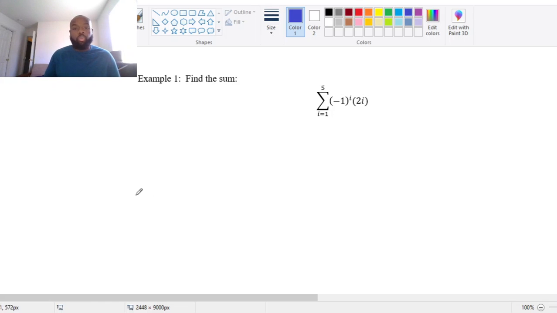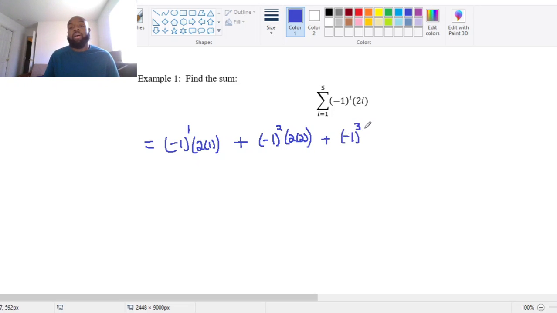We're going to start with I equals 1. So this is saying do negative 1 to the first power times 2 times 1. Plug in 1 wherever I see an I. My second term is plug in 2, so negative 1 to the second power times 2 times 2. Then we have negative 1 to the third power times 2 times 3, plus negative 1 to the fourth power times 2 times 4, plus negative 1 to the fifth power times 2 times 5. And so these are the terms.